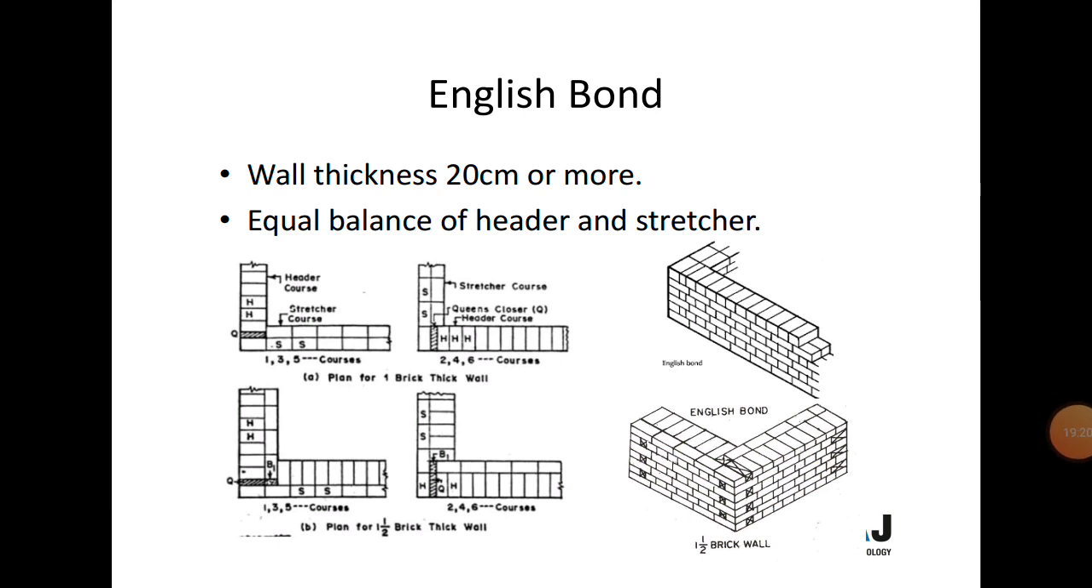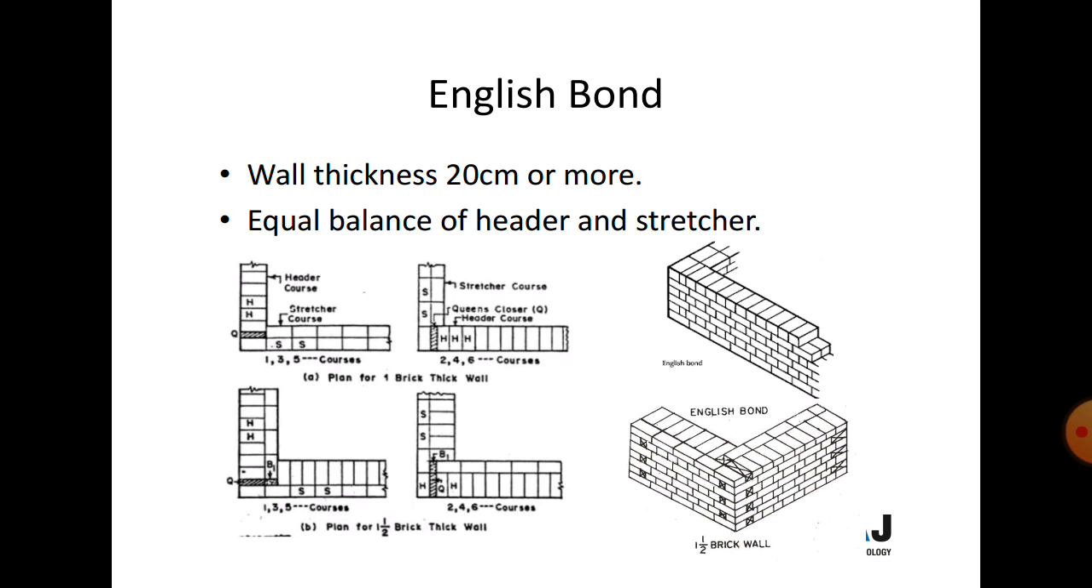Now the next bond is the English bond. The wall thickness is 20 centimeters or more, with an equal balance of headers and stretchers. So here, see this figure. In this figure, the English bond is seen. Here two figures, totally four figures, are given.